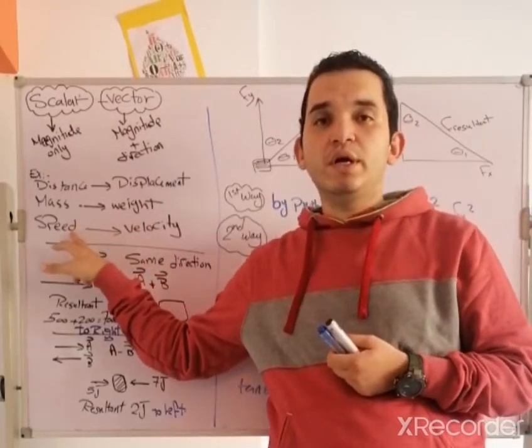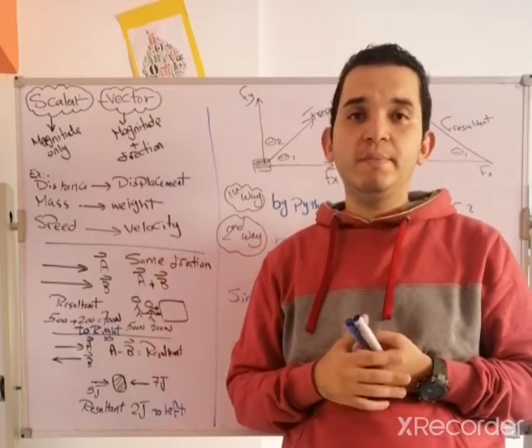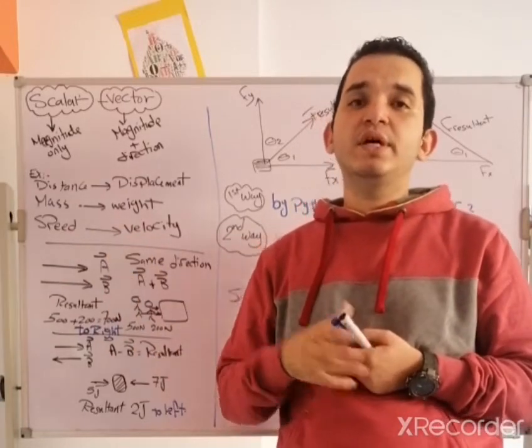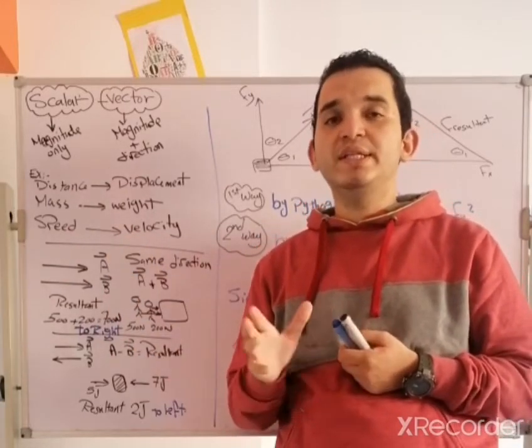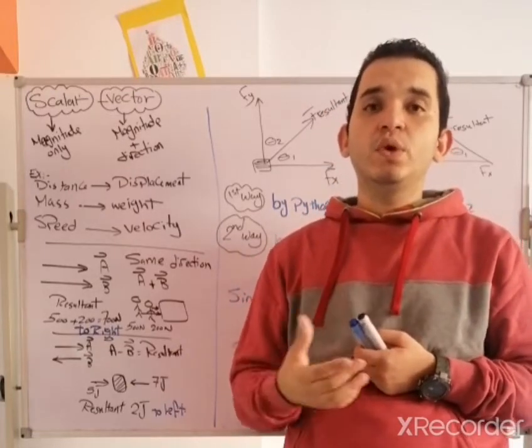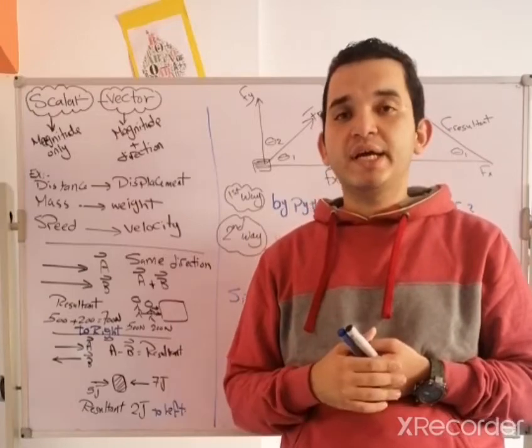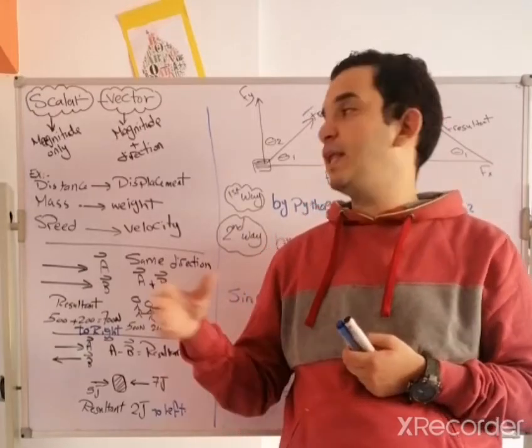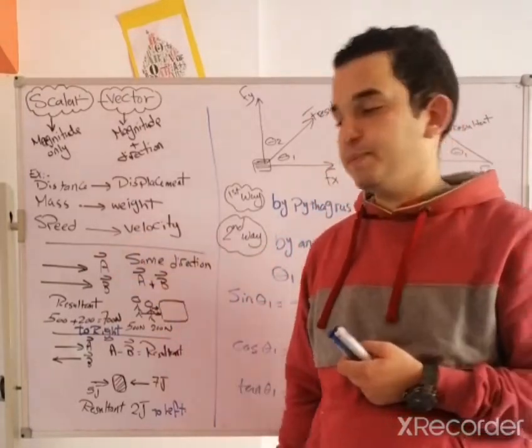The difference between speed and velocity is the same. Speed: I have covered 10 meters per second without any detail on the direction. But if I told you that I have covered 10 meters per second towards the right or towards the left, then I tell you the velocity.